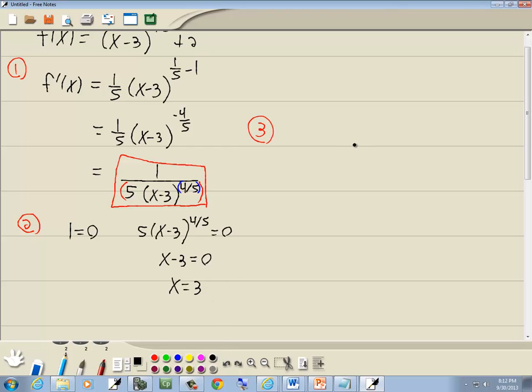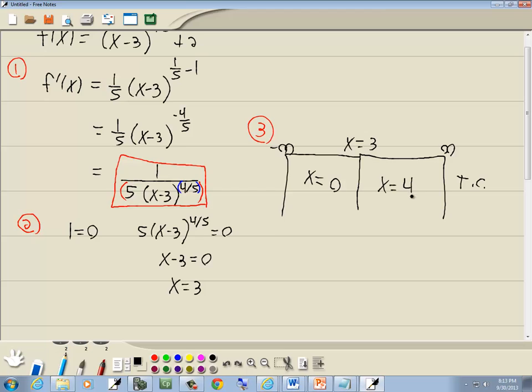Actually, let's do our table of intervals since I've started there. We only have one critical number, it's 3. Clear over here is negative infinity. Clear over here is positive infinity. Now I want to choose test cases. I want to choose something between negative infinity and 3, I don't know, 0, and something greater than 3, between 3 and positive infinity, like 4.